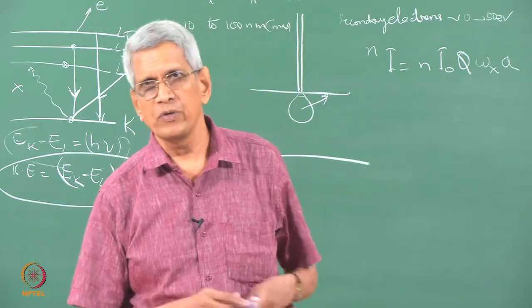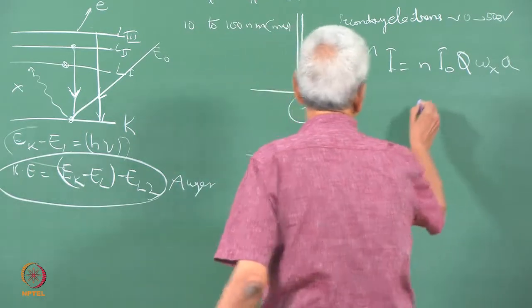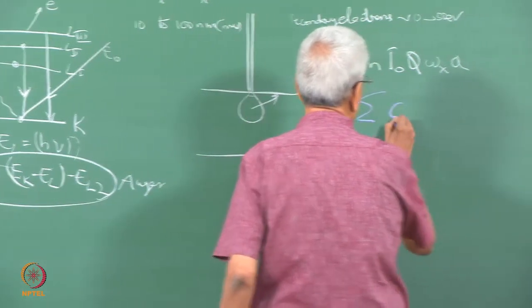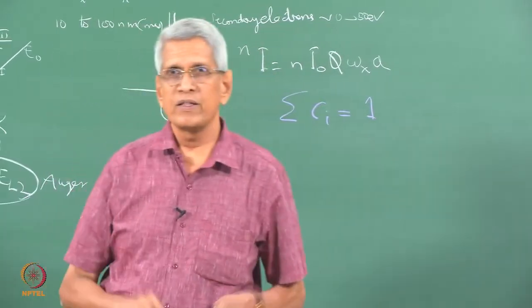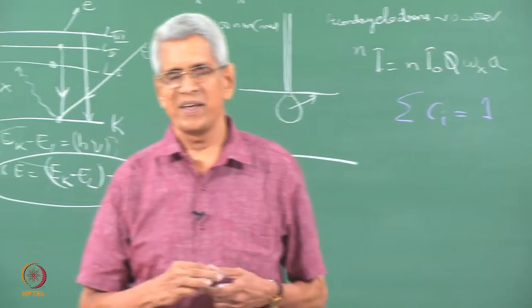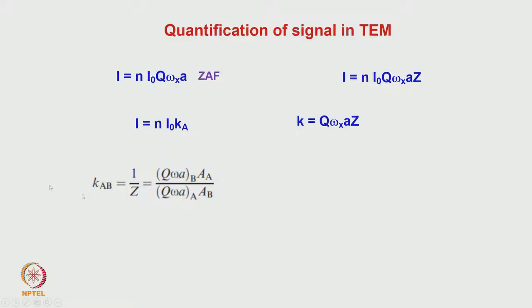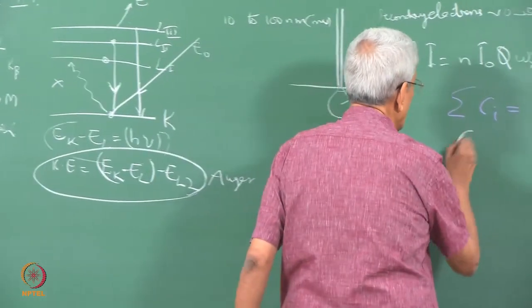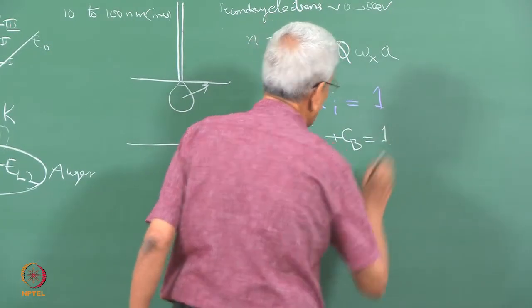Relative concentration: what we do is, suppose n elements are present, the concentration of all the elements, the sum of Ci, should be equal to 1. This is the philosophy which we follow. In such a case, let us assume a case where there are only 2 elements. Then what will happen? The concentrations of elements A and B, Ca plus Cb, should be equal to 1.